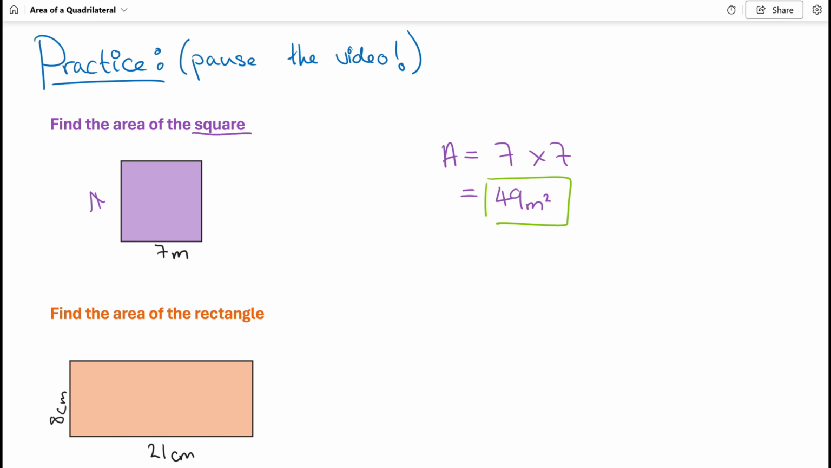It's saying find the area of the rectangle. So now we know that the length and the width are different in size. So our length is 8 and our width is 21. So our area is 8 times 21, which is 168 centimeters squared. And there we go. So that was areas of rectangles and squares.